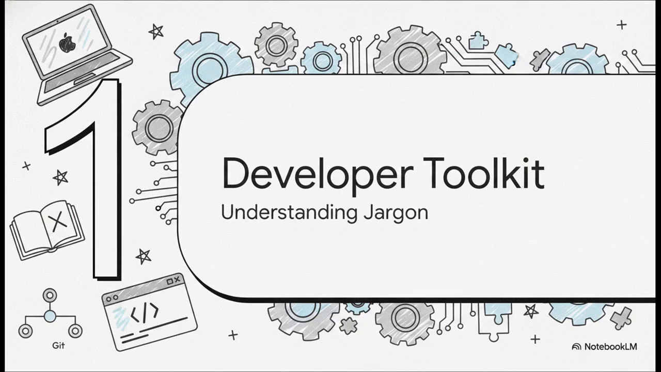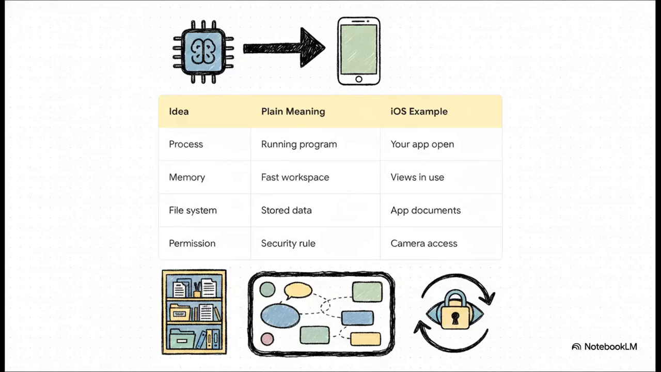All right, let's jump straight into Section 1, the iOS Developer Toolkit, where we're going to decode the operating system and all that tech jargon. So an operating system is basically the middleman, the manager sitting between your app and the actual physical hardware. Let's translate some of this geek speak, shall we?